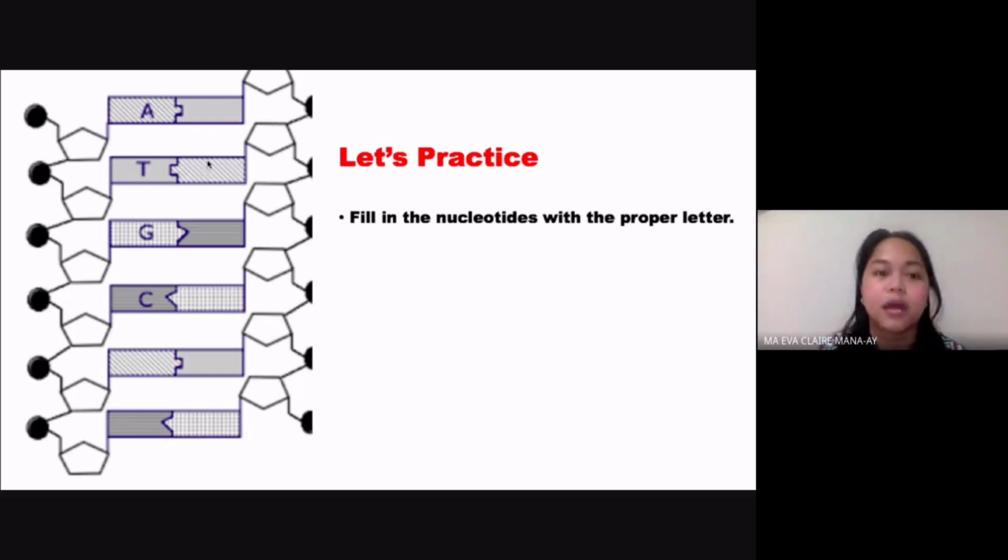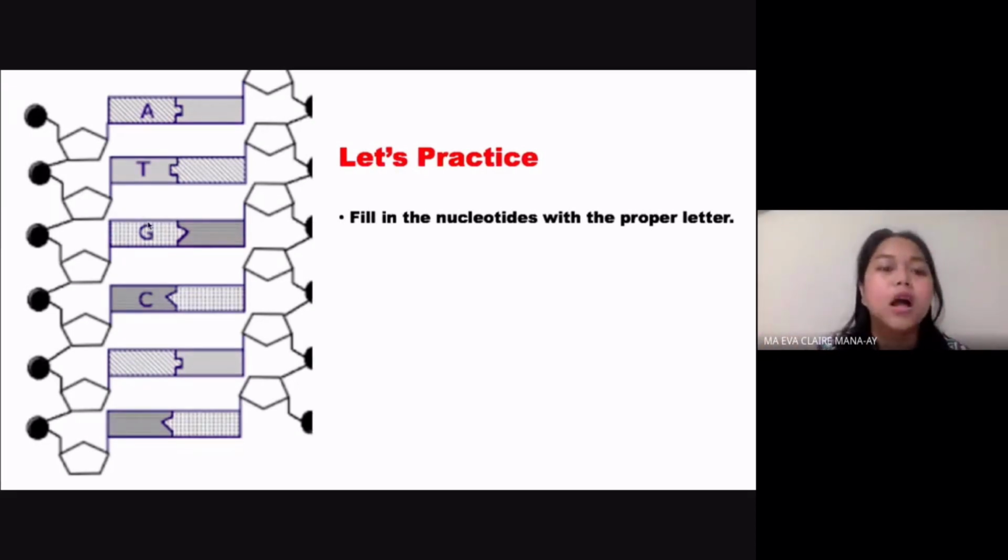That's correct. So again, this here would be a letter A, because, of course, the pair of your thymine would always be letter A, that's adenine. Remember, A and T would always be together. T and A would always be together. So AT or TA.